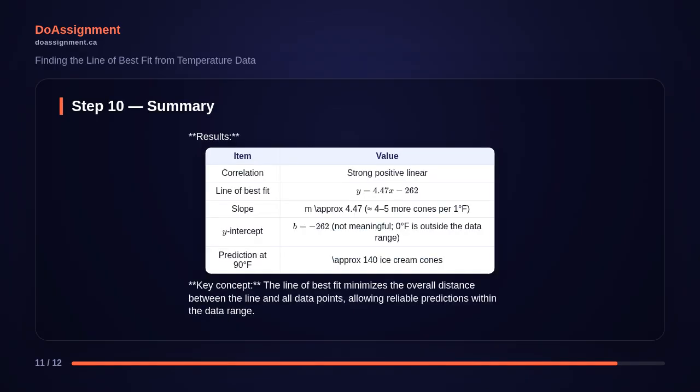To summarize, the data shows a strong positive linear correlation. The equation of the line of best fit is y equals 4.47x minus 262. The slope tells us that roughly 4 to 5 additional cones are sold for each 1 degree rise in temperature. Using this model, we predict that about 140 ice cream cones would be sold when the daily high temperature reaches 90 degrees Fahrenheit.